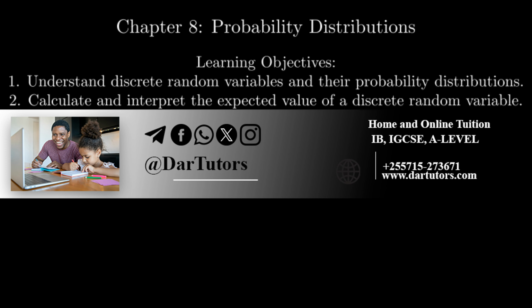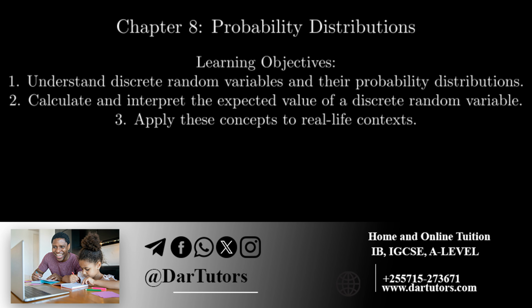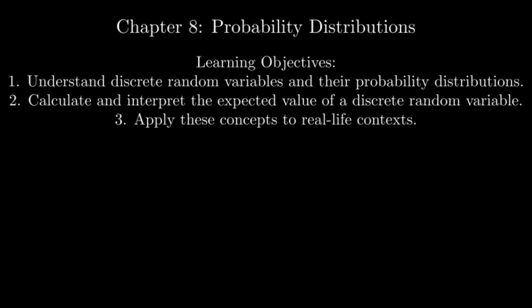By the end of this chapter, you will be able to understand what discrete random variables and their probability distributions are. You'll also be able to calculate and interpret the expected value of these variables, and importantly, apply these concepts to real-life situations. The core idea here is that probability allows us to quantify the likelihood of events.